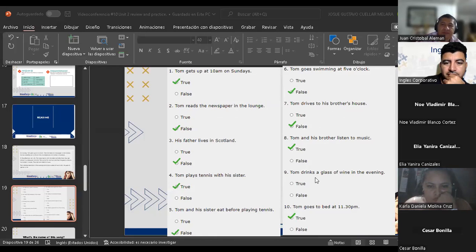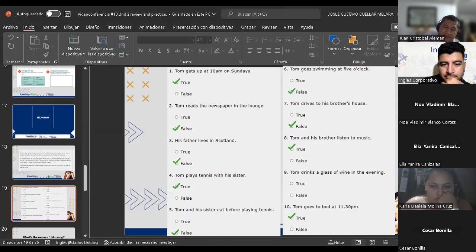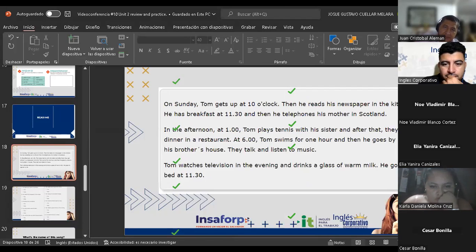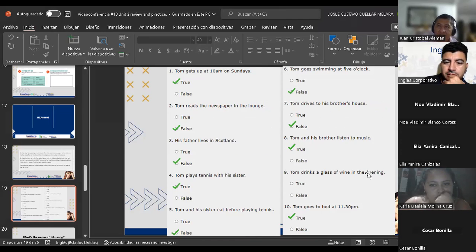And what about nine? Tom drinks a glass of wine in the evening. What could it be? It is not wine, it is milk. So that's false. Okay, to finish this activity.